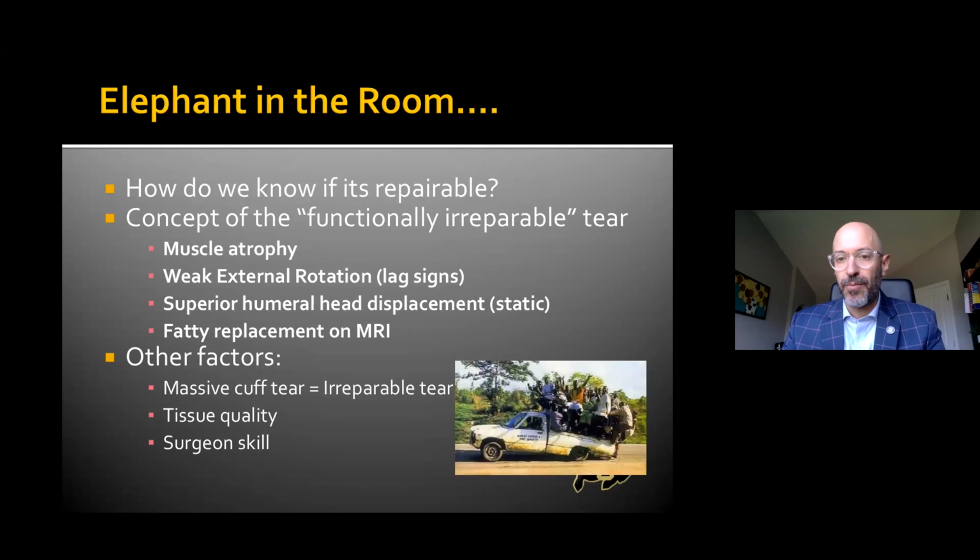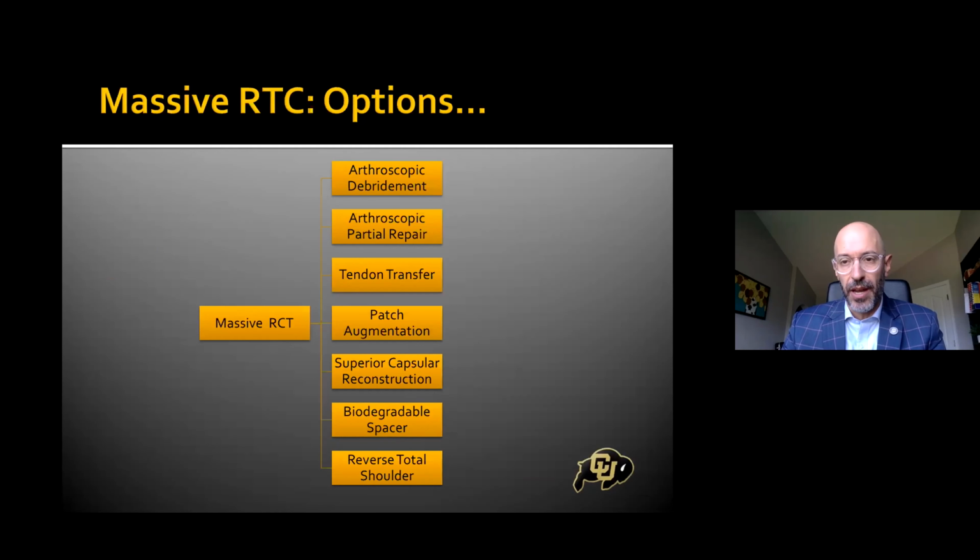So how do we know if a cuff is repairable? There's a concept of a functionally irreparable tear with muscle atrophy, positive lag signs, static superior migration, fatty replacement on MRI. And does a massive cuff tear equal an irreparable tear? Maybe, maybe not. What about the tissue quality? And what about the tools in our toolbox, right? These are all things that are really important.